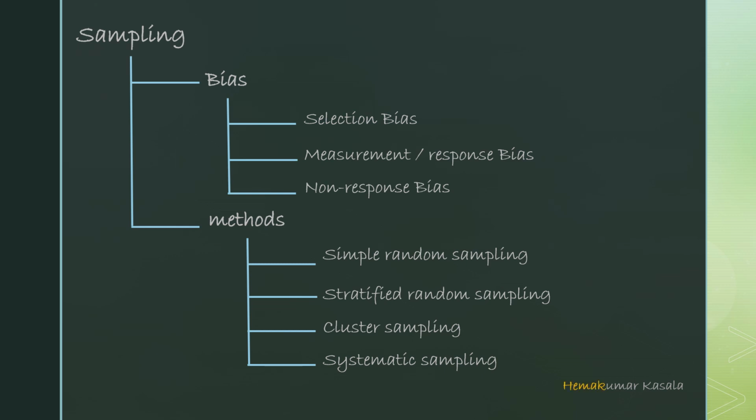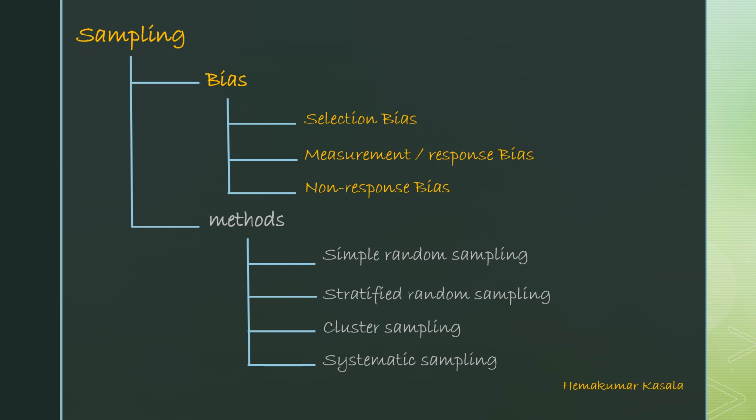I am Hemakumar Kasala, and in this video, I wish to explain you all about sampling. The primary challenge that an effective sampling should overcome is the bias. There are three forms of bias that one needs to understand: selection bias, measurement or response bias, and non-response bias. We'll understand each one of them in detail.